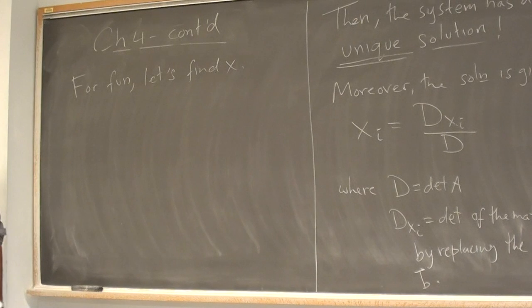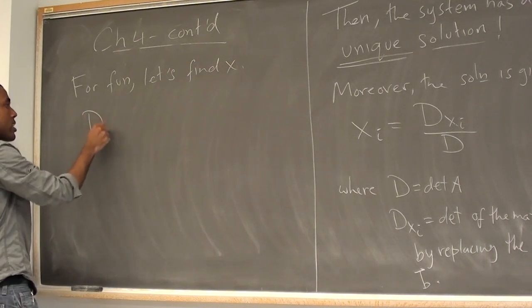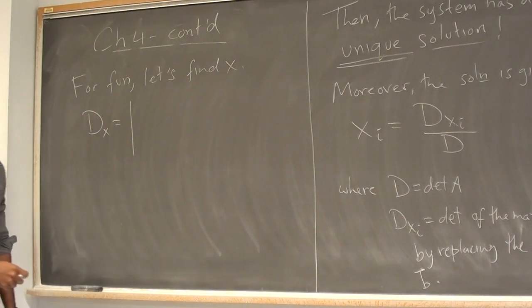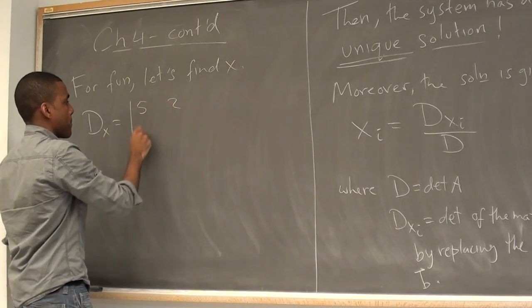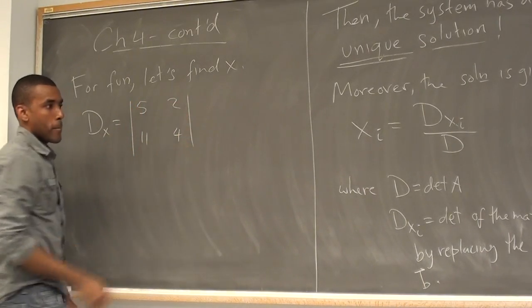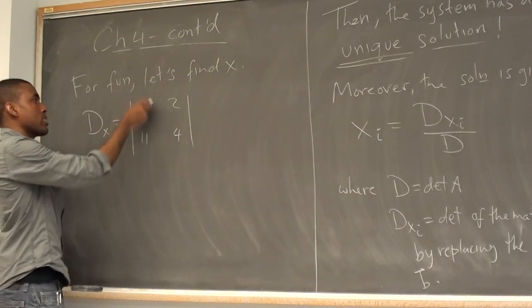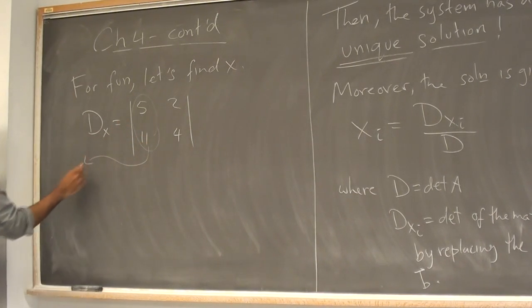Okay. How do you find the x? Replace the x column with your answer column. Well, you need to find dx, right? Which is going to be what? So 5, 2, 11, 4. So here I replace the x column with the answers column.